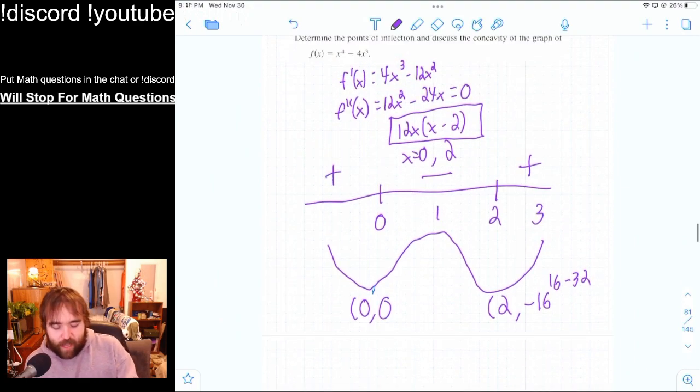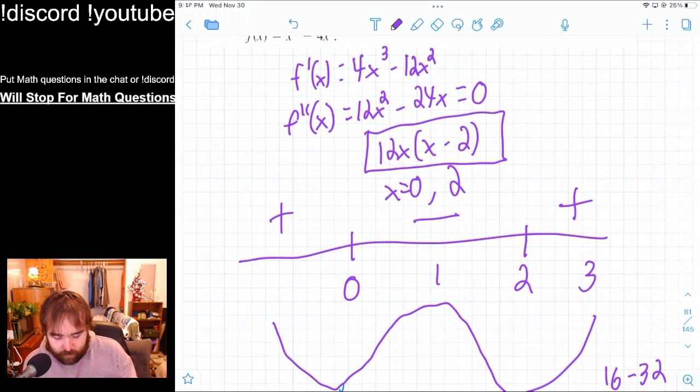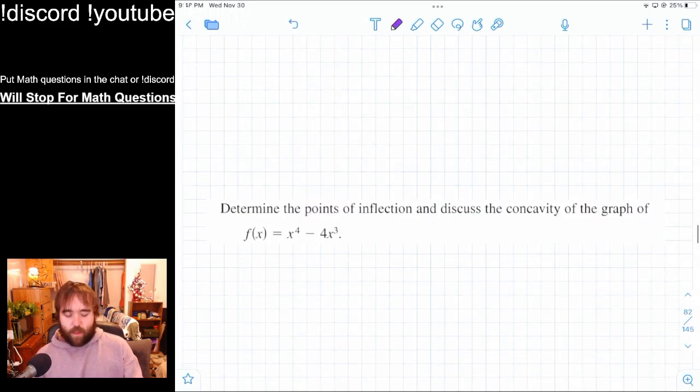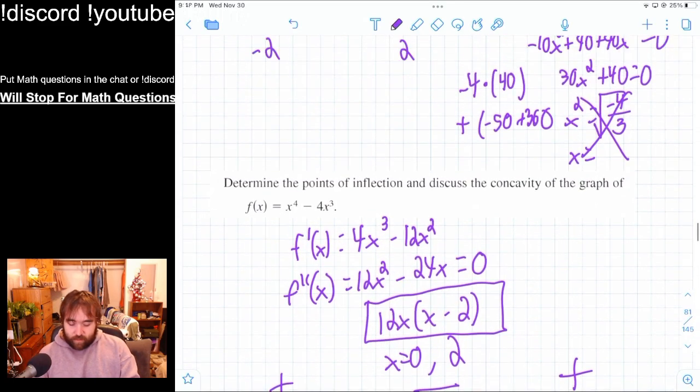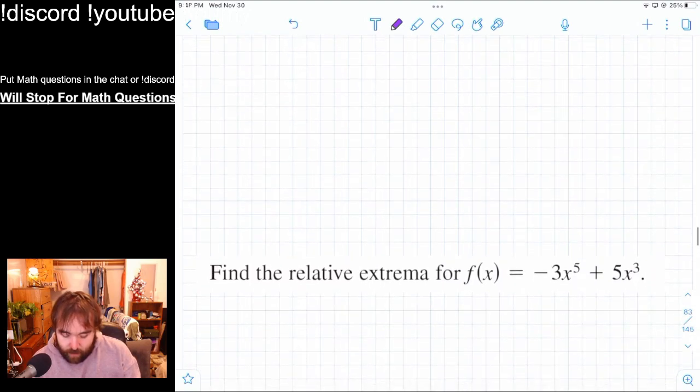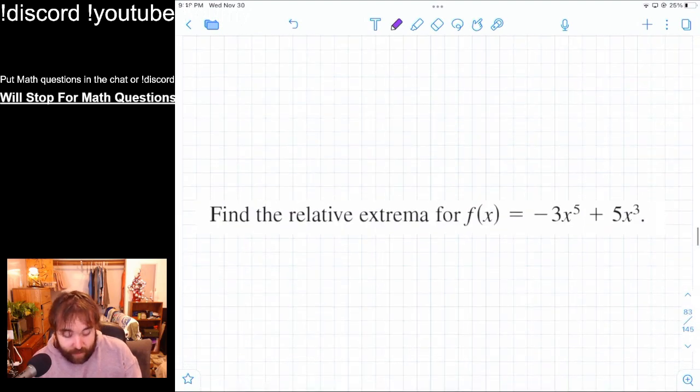And yeah, discuss the concavity. We didn't write it, but it's concaving down from 0 to 2 and concaving up everywhere else. Let's see. It looks like I just did a repeat problem there. And this is the last problem.